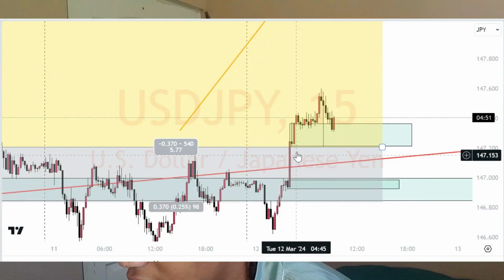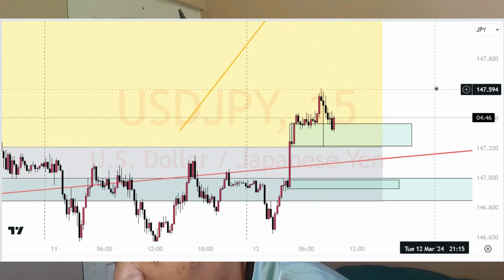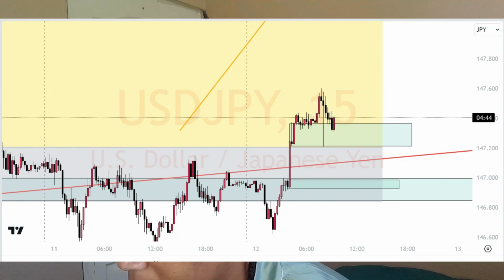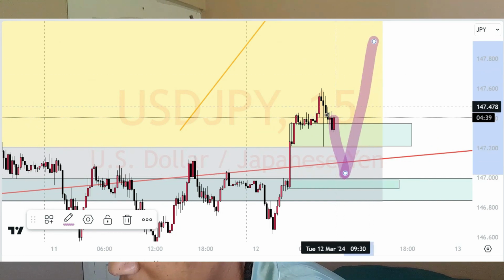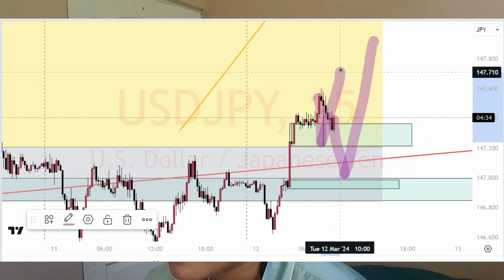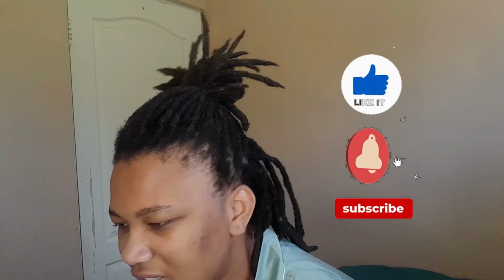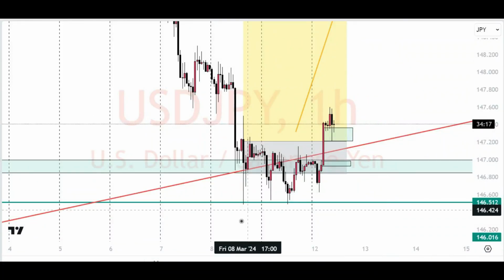So right here, there's the inequality, the inefficiency that the market needs to fill. I would like to see the market come down into here and then go back up. But also the market came down with this wick, and now it looks like it's going up. So that could be the move. We don't rush the market, guys. We do not rush the market. What we do right now, we go back to our 1-hour chart.